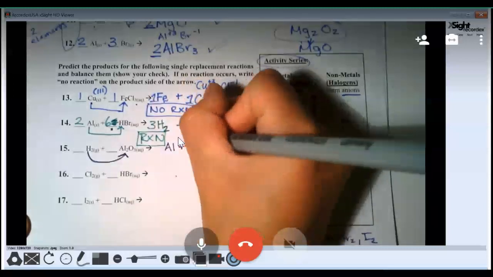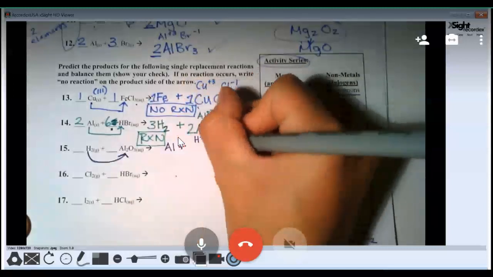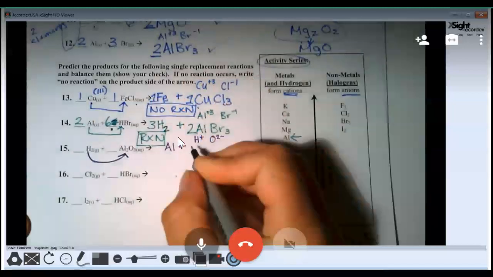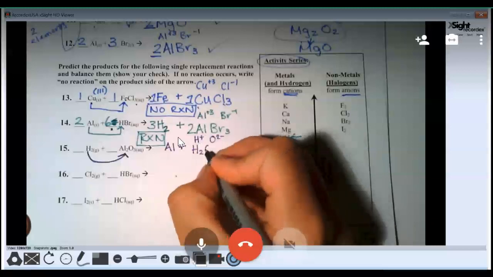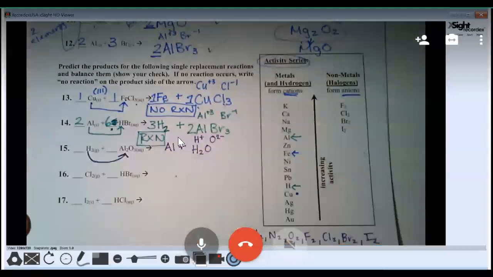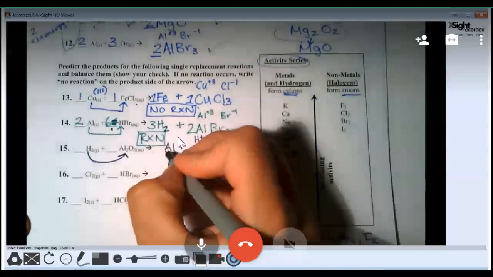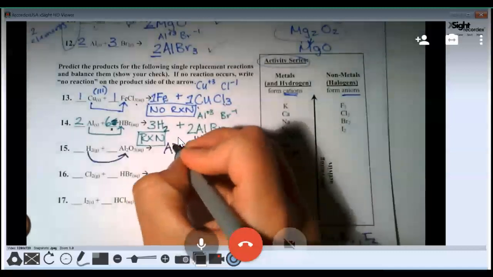So we need to recross. We're going to have H plus and O2 minus. So when we do our crisscross, we're going to get H2 and then O. We're just going to get water, H2O. Okay. So now we need to balance our equation.